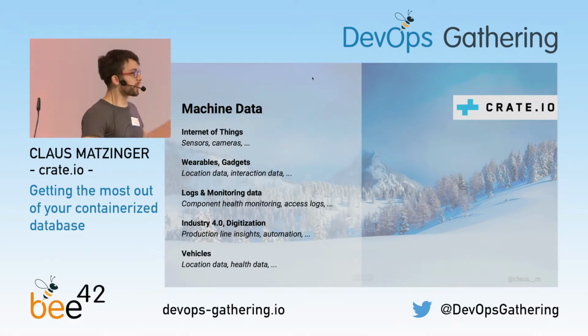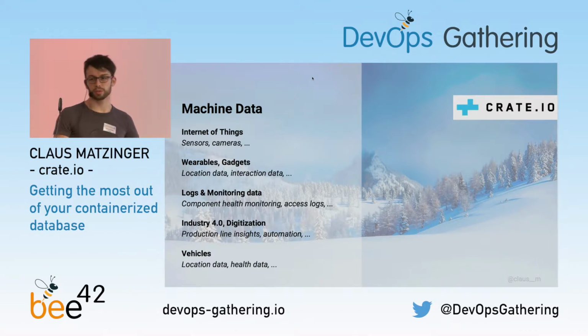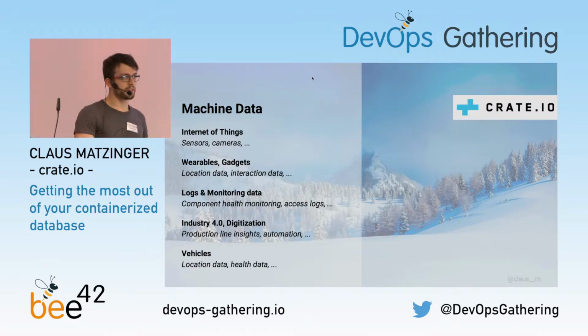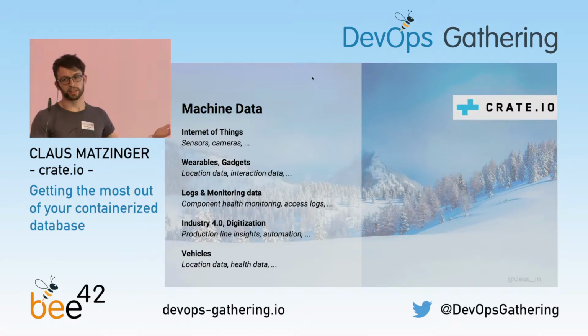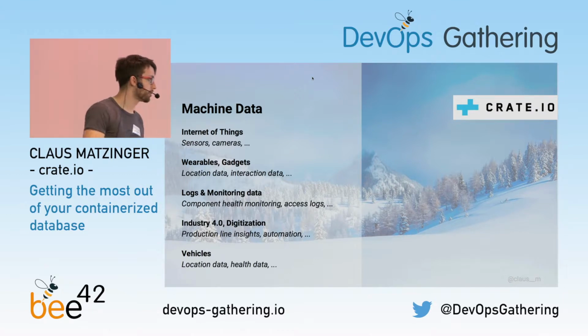Machine data is generated by a lot of things, including the Internet of Things. Literally anything from a toaster to a fridge, or egg trays, if you want. But also wearables and all kinds of gadgets like Amazon Echo. And ultimately also logging and monitoring data, basically anything that's not human.